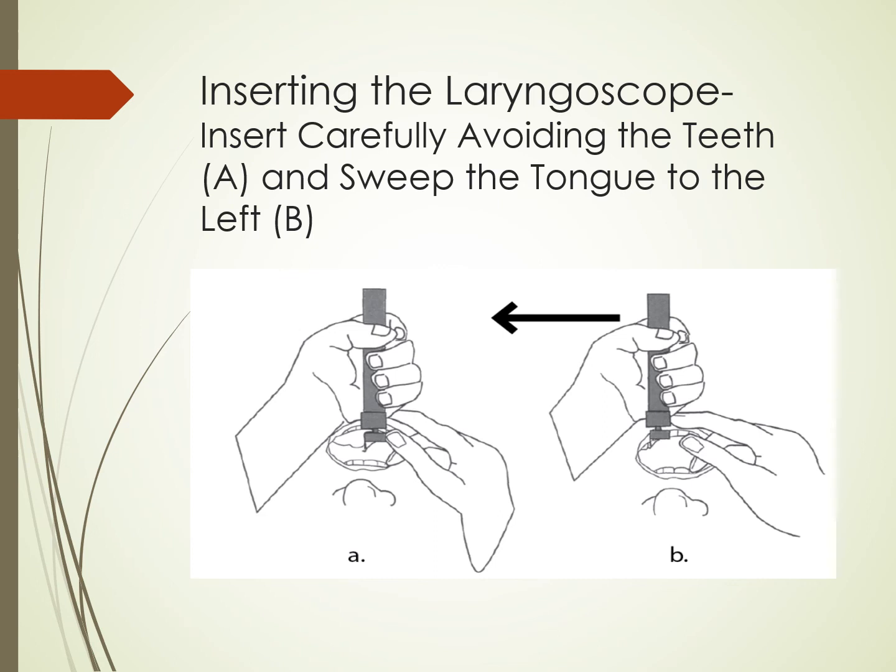This slide provides a little bit of detail on actually inserting the laryngoscope. So the left-hand portion of this slide is really showing you where you're inserting and carefully avoiding the teeth. So you're inserting the laryngoscope, and then the right-hand side, B, is you're sweeping the tongue to the left, and you're actually lifting. So you're really sweeping in one direction, but you're also lifting up to help better visualize the glottis.